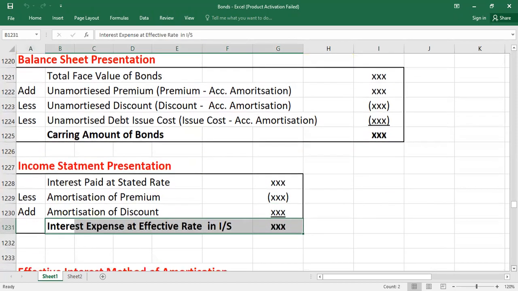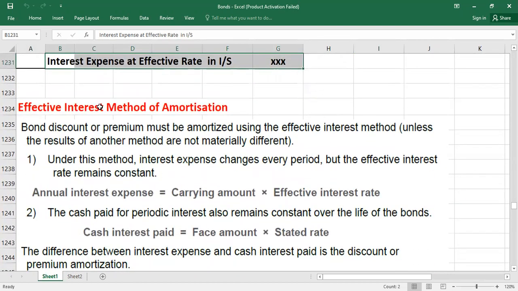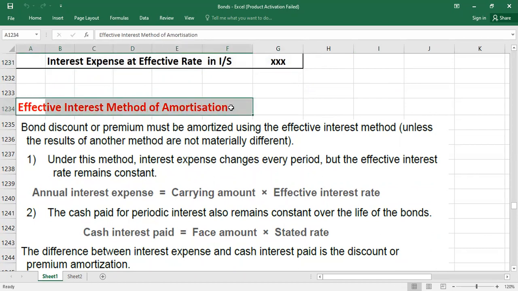So let's have a look at how we can amortize the premium or discount. We can use the effective interest method, and how the effective interest method works is what we are going to talk about today. I have already covered the initial measurement of the bonds in the previous video. I will provide the link for that video in the description of this video. I hope you will watch that one also, because that is the basic idea about the bonds.